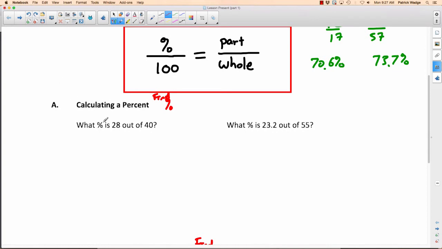If you want to know what percent is 28 out of 40, you might be able to do that right now, and if so, go ahead, that's great. But if you don't, use my little proportion here and it'll work. So I'm going to set up the proportion.